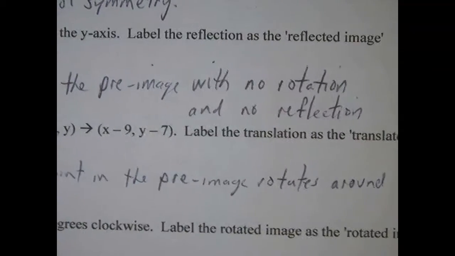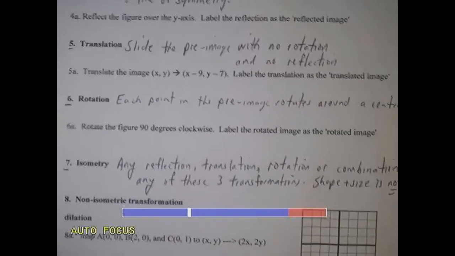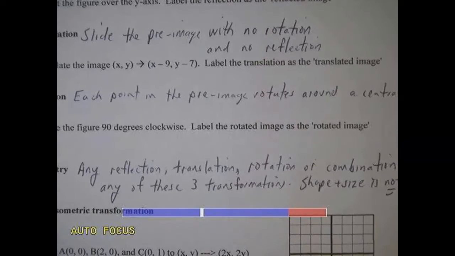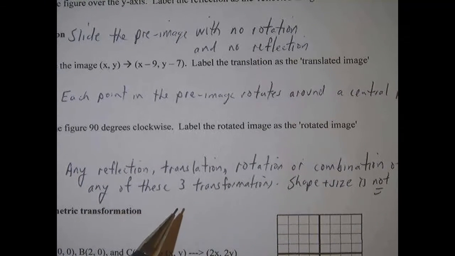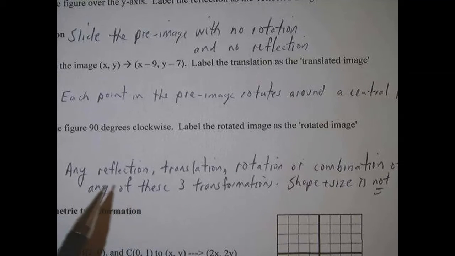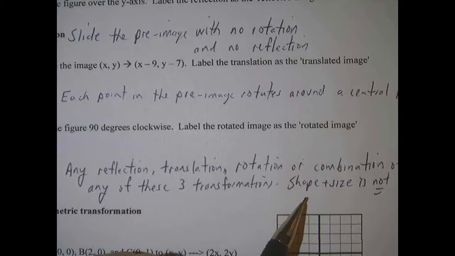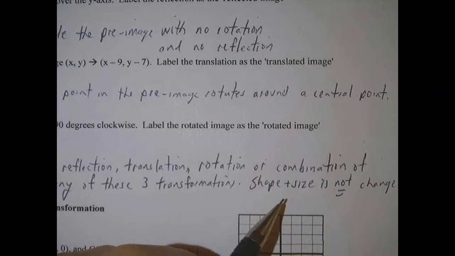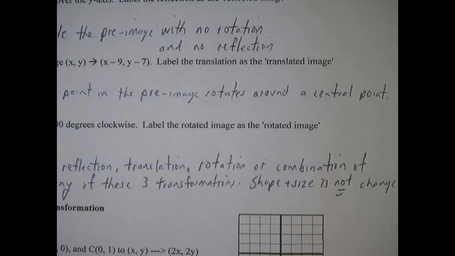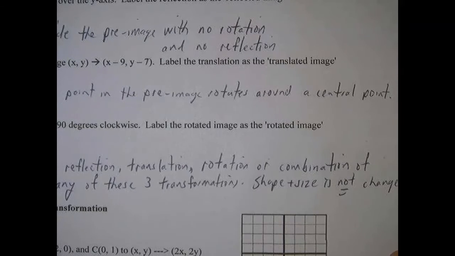So that brings us to our definition of an isometry. And an isometry is any reflection, translation, rotation, or combination of any of these three transformations. And as long as that's the transformation, and as long as it's an isometry, then what's super important here is that the shape and size is not changed. We call that congruent. So this is actually a definition of congruent.